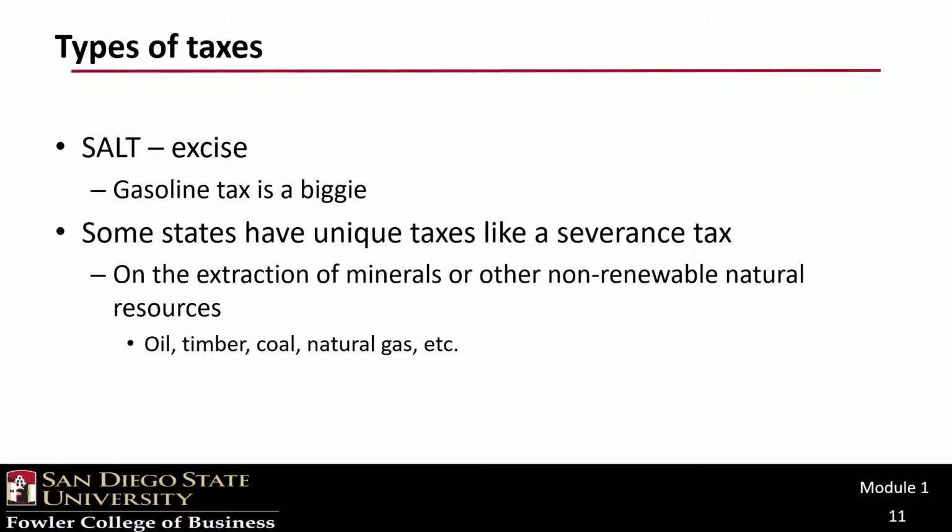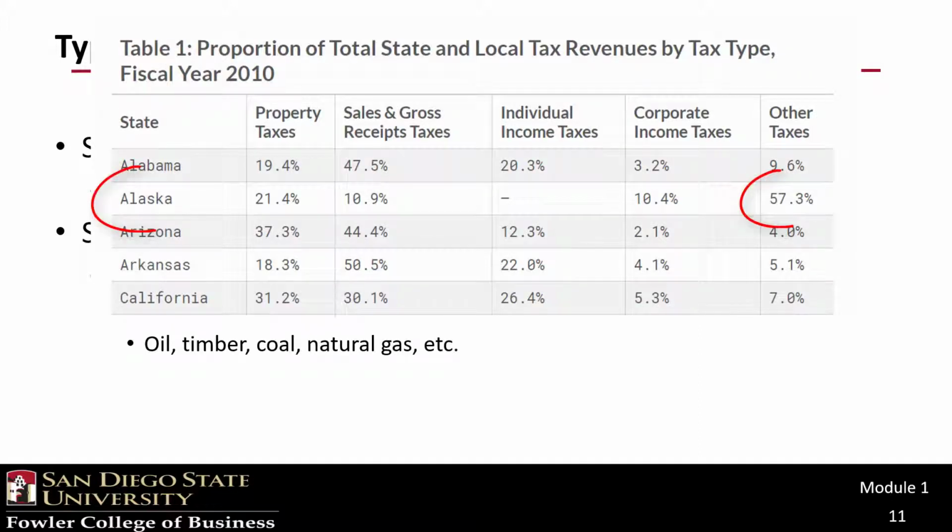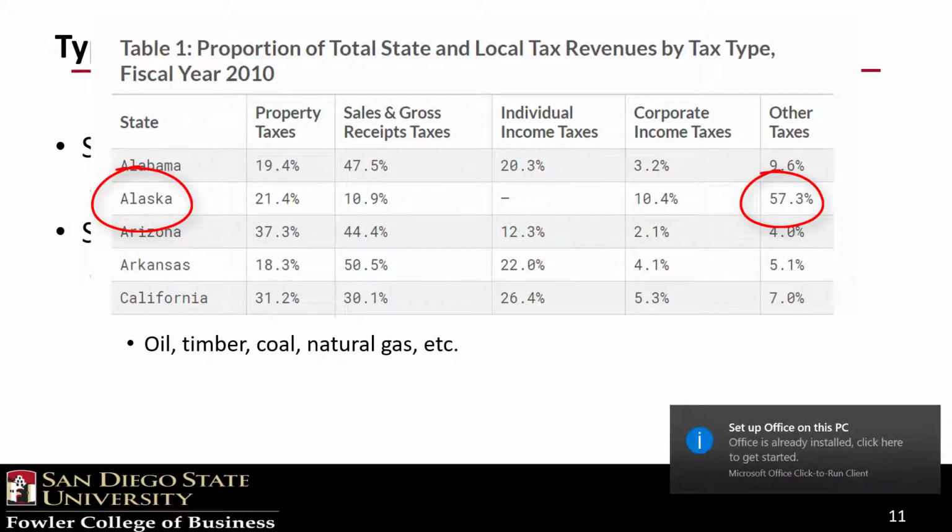So state and local has an excise tax. Again, the big one is gasoline. Some states have other unique taxes like a severance tax. A severance tax is a tax on the extraction of minerals or other natural resources out of the ground, typically within that state. So oil, timber, coal, natural gas, etc.